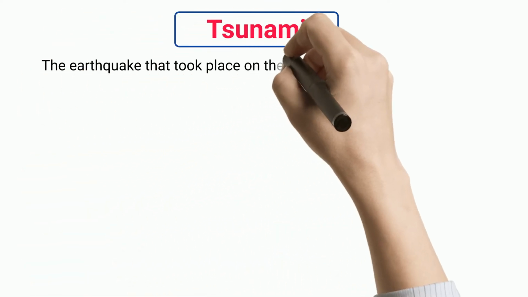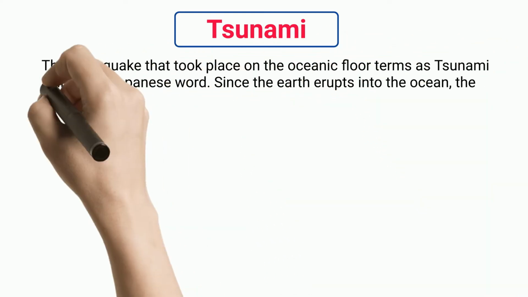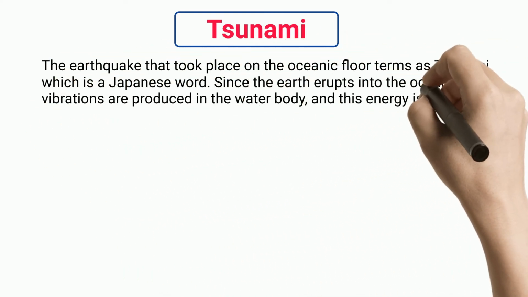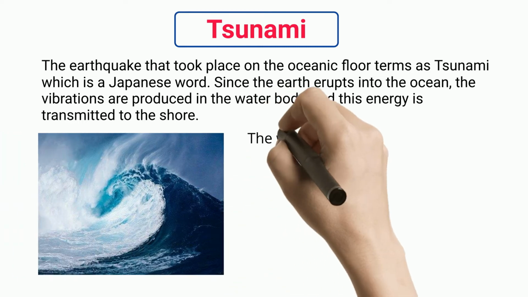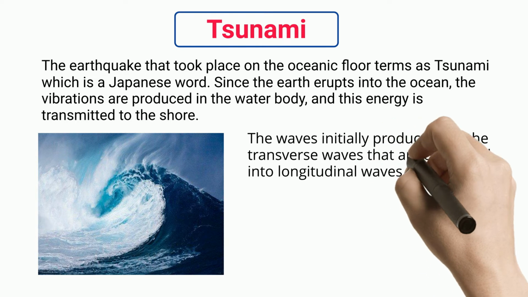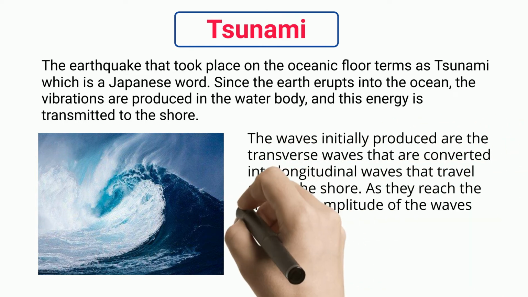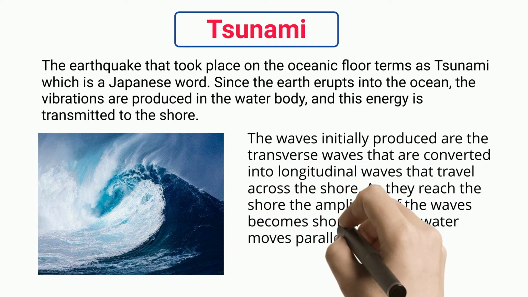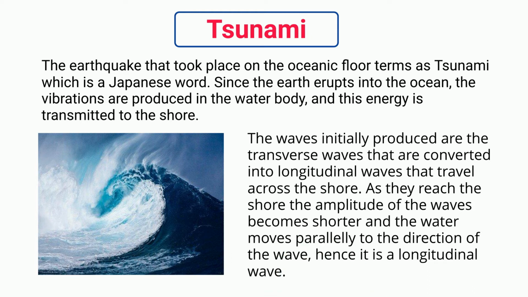Tsunami. An earthquake that takes place on the oceanic floor causes a tsunami, which is a Japanese word. Since the earth erupts into the ocean, vibrations are produced in the water body, and this energy is transmitted to the shore. The waves initially produced are transverse waves that are converted into longitudinal waves that travel across to the shore. As they reach the shore, the wavelength becomes shorter and the water moves parallel to the direction of the wave, hence it is a longitudinal wave.